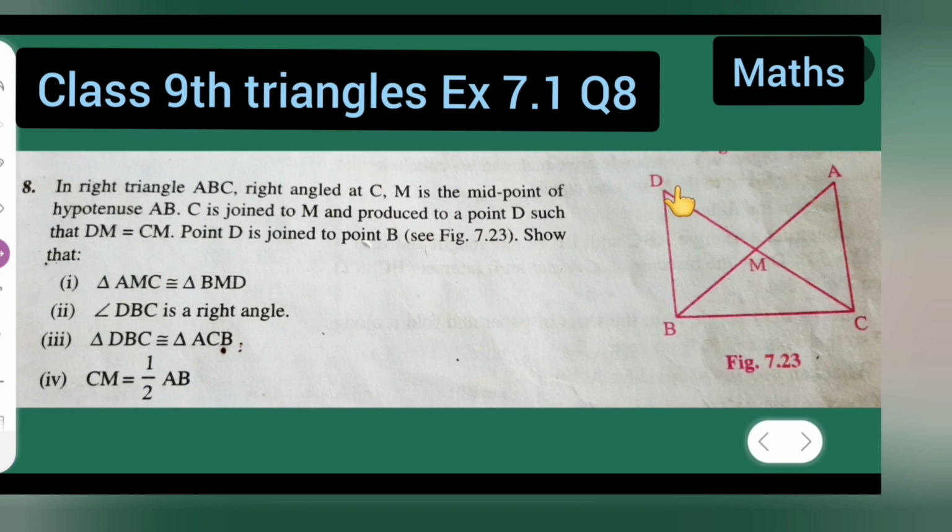Okay, DBC is congruent to triangle ACB. And last, we have to show that CM is equal to half of AB. So let us start with this. First, let us prove that triangle AMC is congruent to triangle BMD.